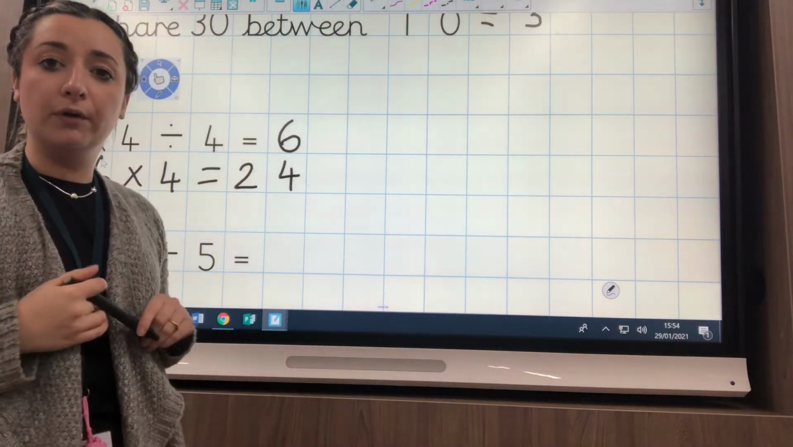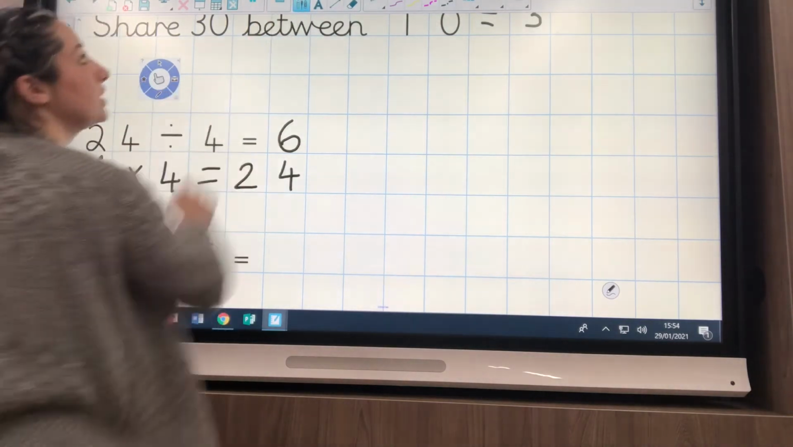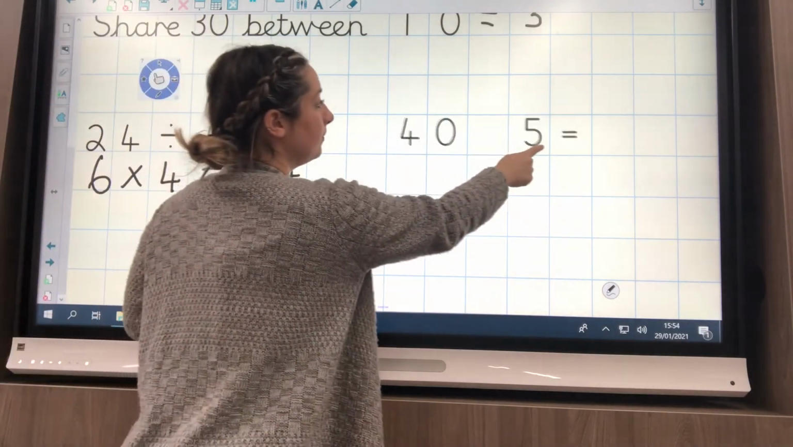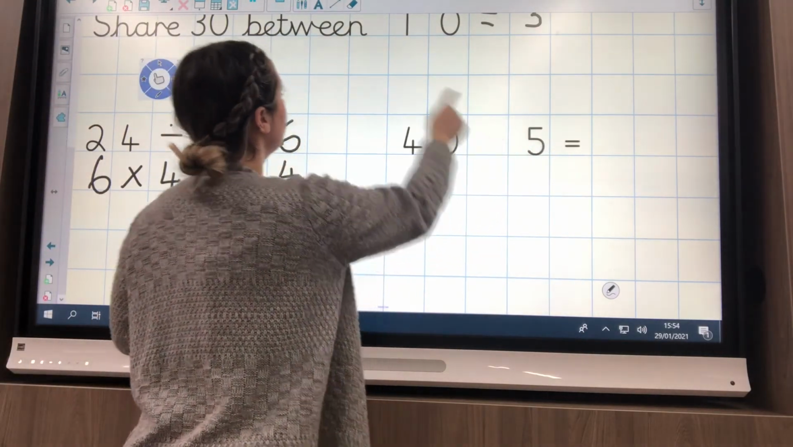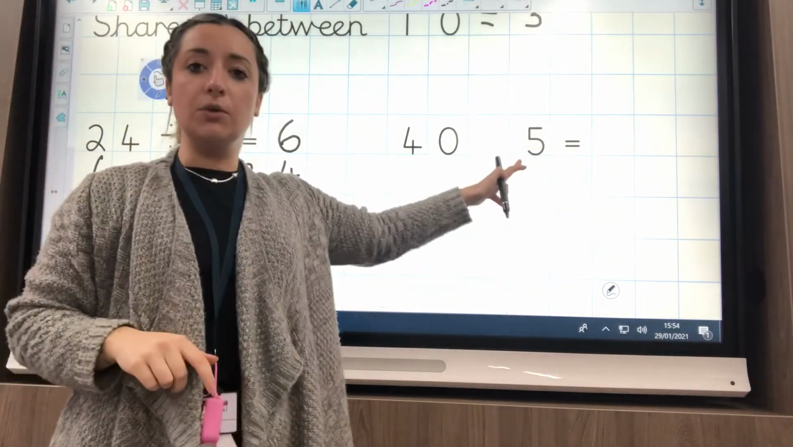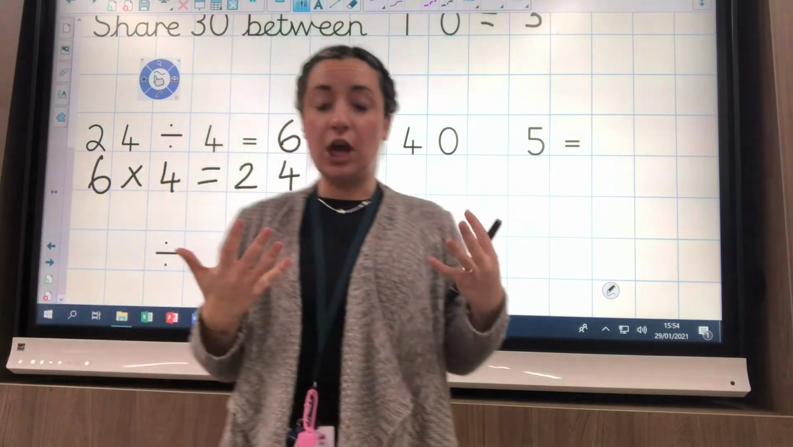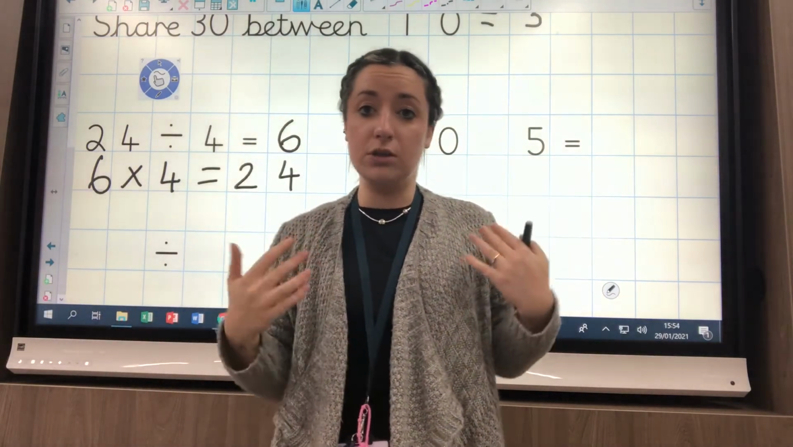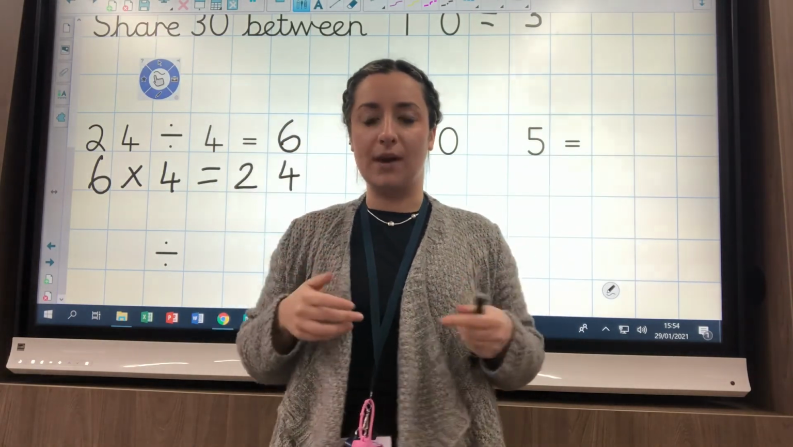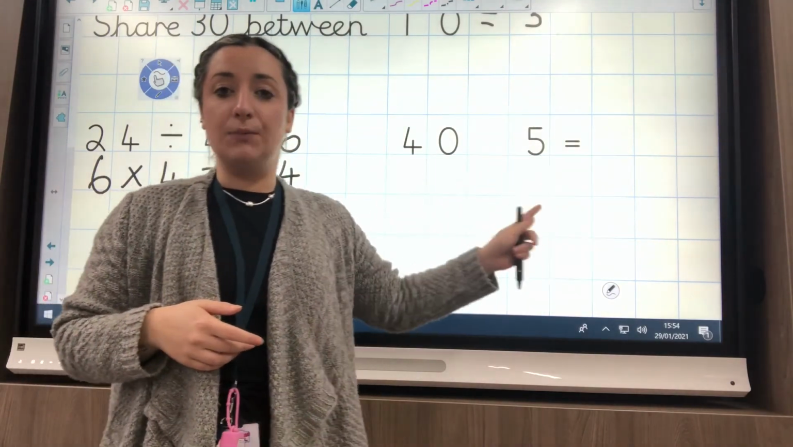Let's try one more, and we've got 40 divided by 5. Let's move that over so you can see it better on the screen. Okay, I'll go back onto the pen. So now we need to work out what is the number sentence. 5 times what equals 40. Now you might already know that in your head, and you can perhaps not use the multiplication grid and use your knowledge as well, because we're quite secure with our 5s. So we're going to do our 5 times table up to 40.